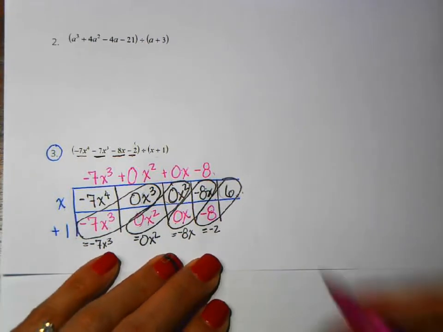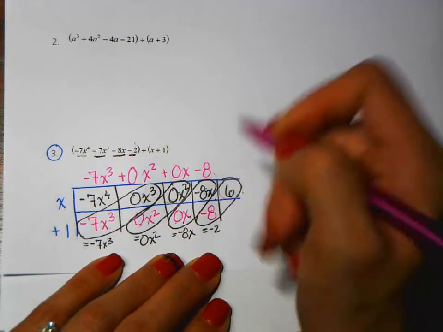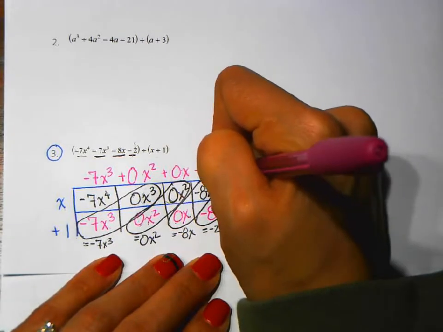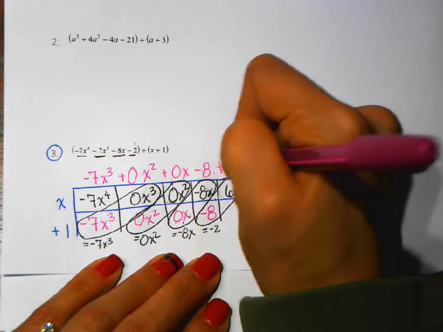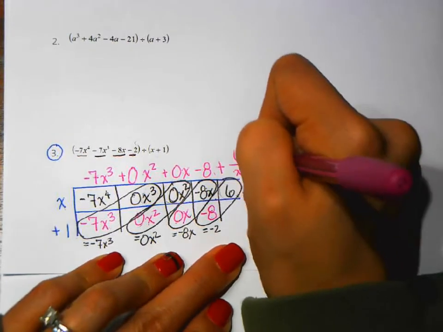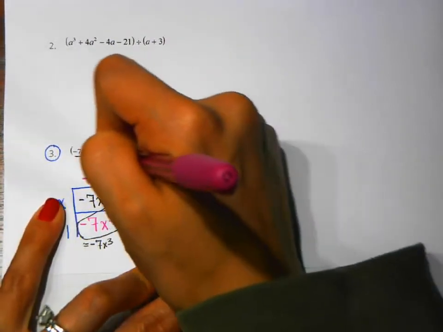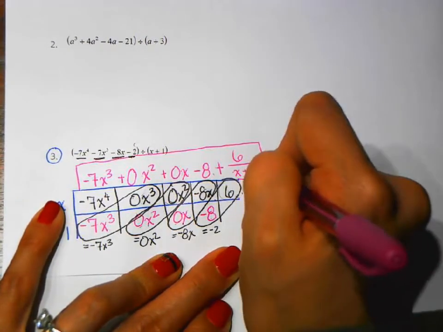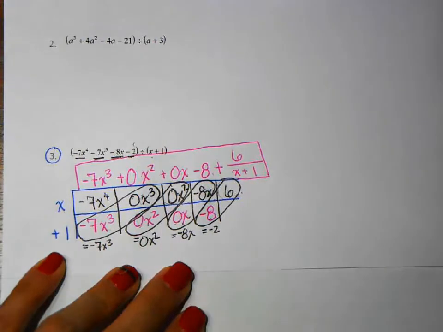So that means to write the remainder as part of the answer, that's a positive 6. So I would write plus 6 out of what? 6 out of x plus 1. And that is the answer for this division.